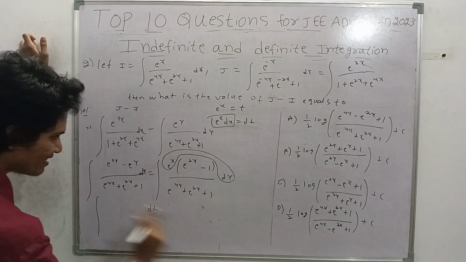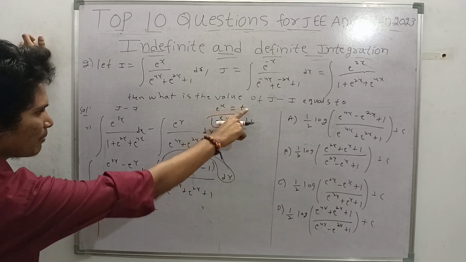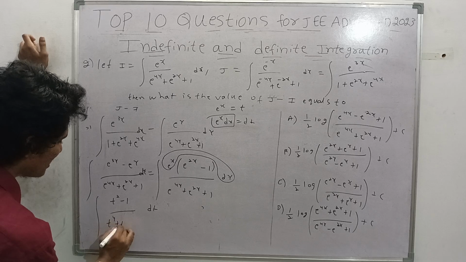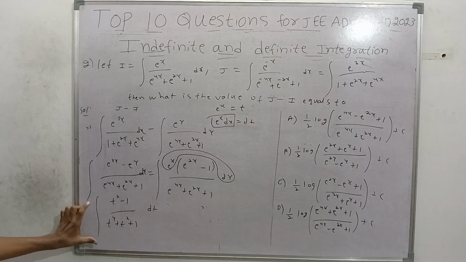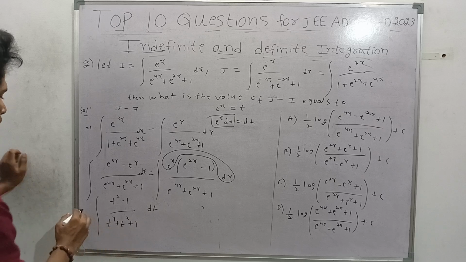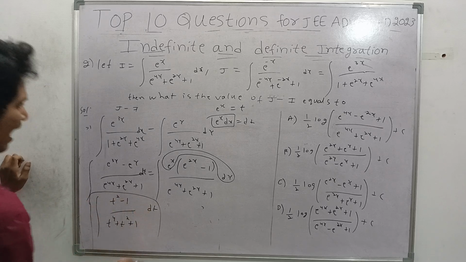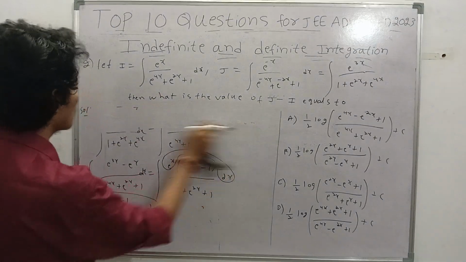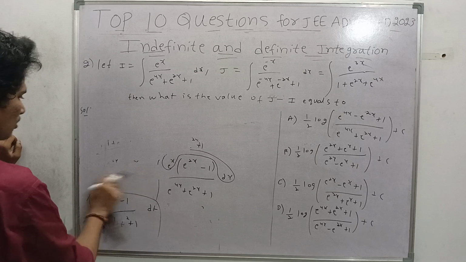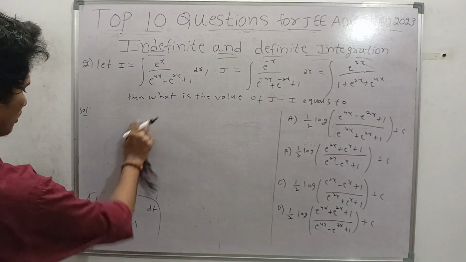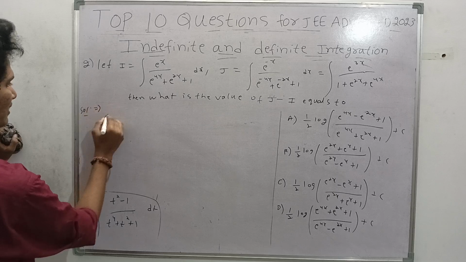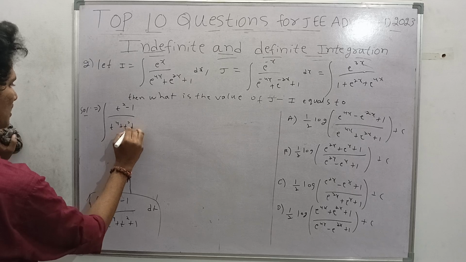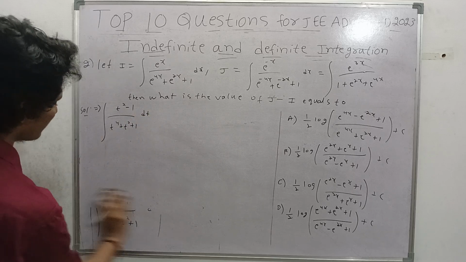On the right side, dt, and e power 2x is nothing but t square, so t square minus 1 divided by t power 4 plus t square plus 1. So the final integral is this, and you have to evaluate it. I am making a box here and rubbing the upper side. Now we have to integrate the integral of t square minus 1 divided by t power 4 plus t square plus 1 into dt.